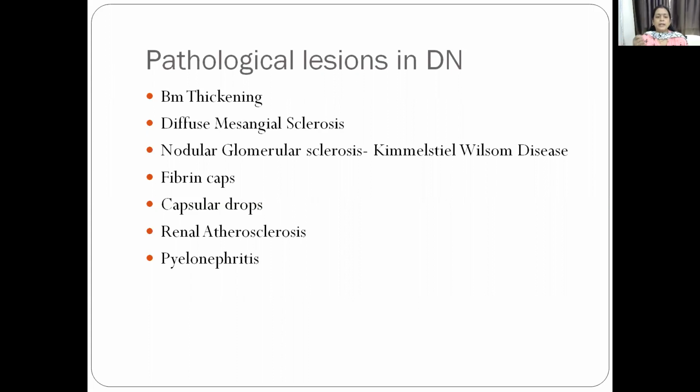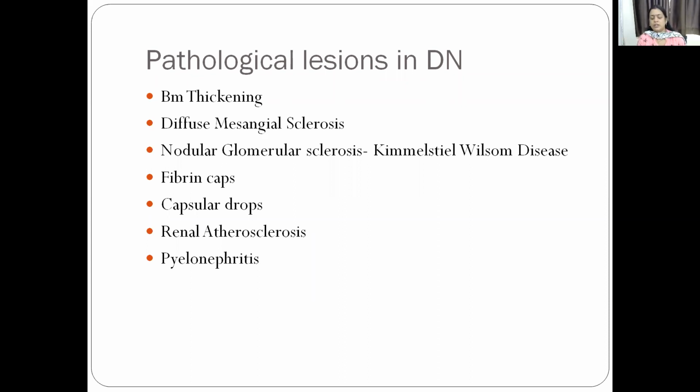So what are fibrin caps and capsular drops? I told you in the last class also. The capsular drops are the ones in the Bowman space, and the fibrin caps are related to the capillaries. This difference you have to know. They are non-collagenous substances which get deposited. If they are deposited beneath the Bowman space, it is capsular drops. If it is beneath the capillaries, it is fibrin caps, right?